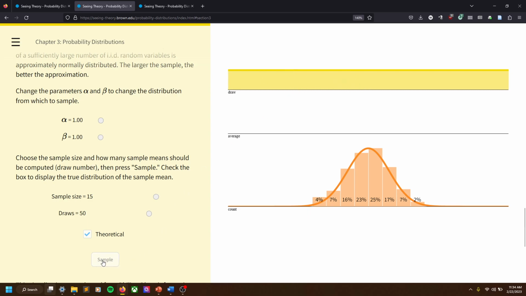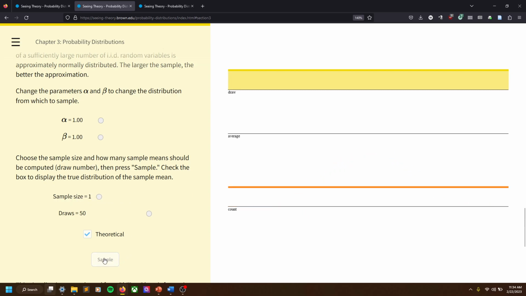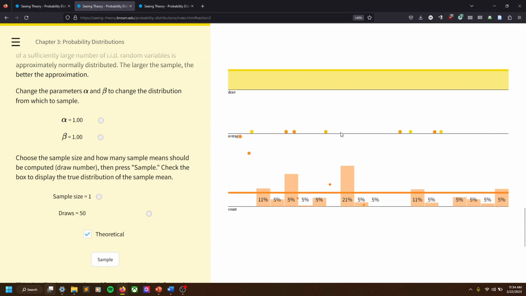And then when we click sample, we see a bunch of these dots falling down. Those dots each represent individual participants, so they're part of the sample. If we drop the sample size to 1, now we're seeing all these individual dots fall down.